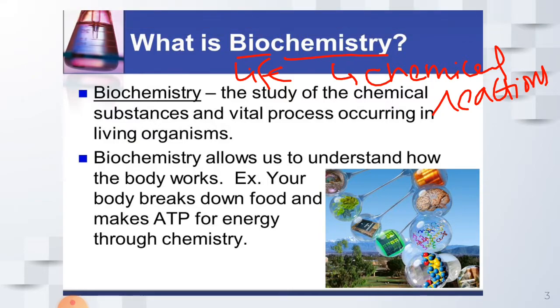Biochemistry allows us to understand how the body works. For example, your body breaks down food and makes ATP, also called adenosine triphosphate, for energy through chemistry. This breaking down of the biomolecules to produce this energy in the form of ATP is a chemical process and involves a chemical reaction.